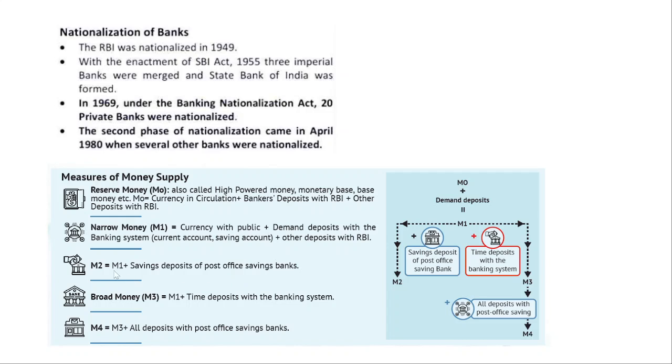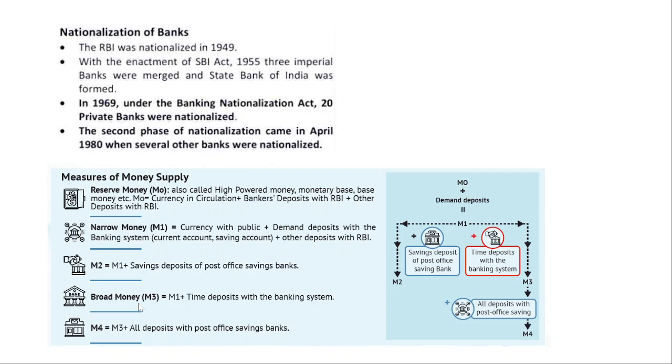M1. Now M2 is this money plus savings deposit in post office savings banks, because post office savings are over a period of time. You put it for 10 years, 7 years, so immediately you cannot take it out. So even though it is money, it is not immediate quick money, so it is not narrow money. So M2 is this narrow money plus post office deposits.